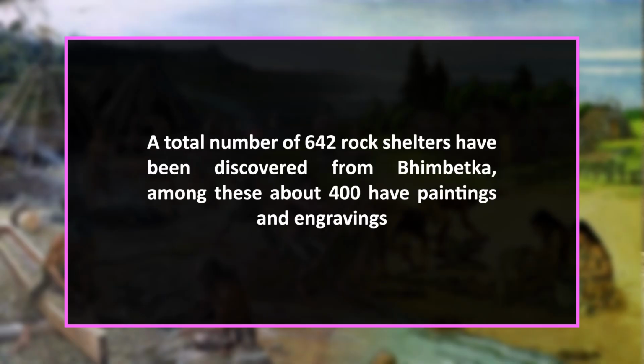This led to the discovery of the most magnificent rock art caves in the world, and a total of 642 rock shelters have been discovered from Bhimbetka till date, and among these about 400 have paintings and engravings. The style, theme and the dilapidated condition of these art forms indicate that the paintings from these caves are very old. Archaeologists who have studied these rock art themes assign some paintings to the Mesolithic period.